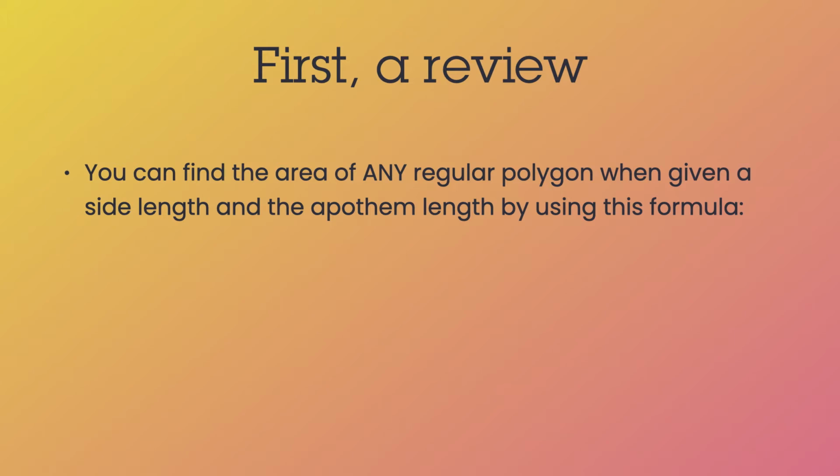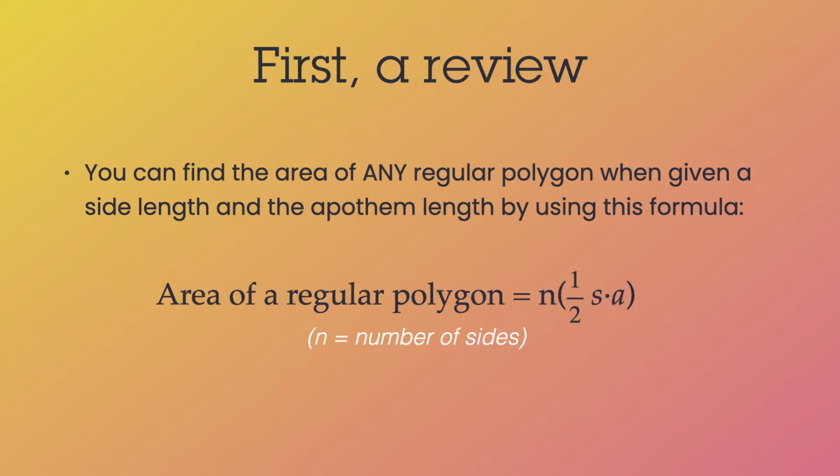The first time that we talked about finding the area of regular polygons, we were given a side length and an apothem length, and we used this formula, where S is the side, a, the little a, is the apothem, and N is the number of sides that the shape has.